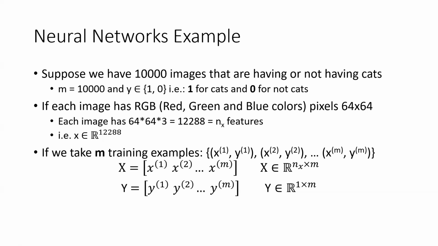Suppose we have 1,000 images, where the images can either be cats or not cats, right? So you have a set of images which are either having cats or not having cats. Your task is to classify whether a given image is a cat or not a cat, right?